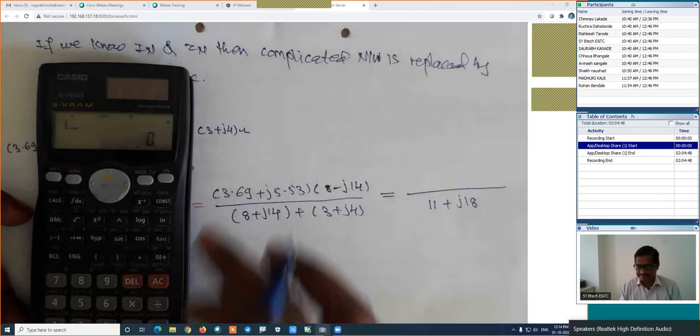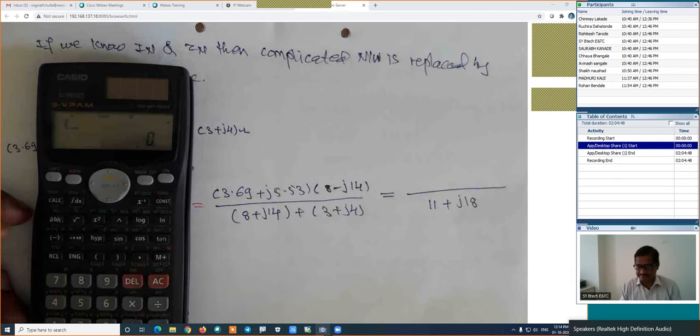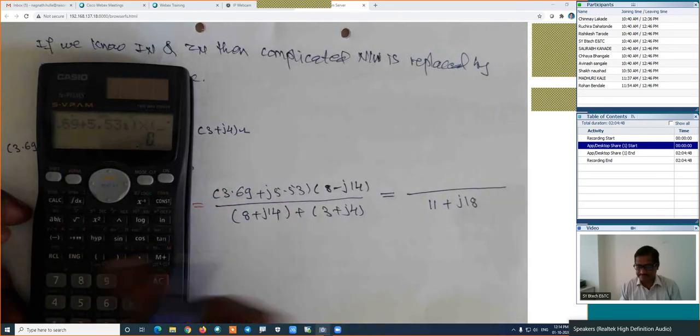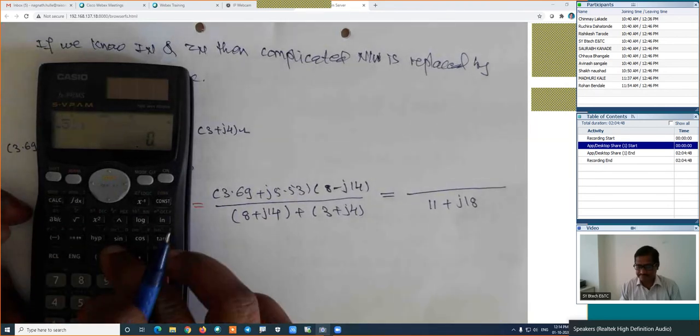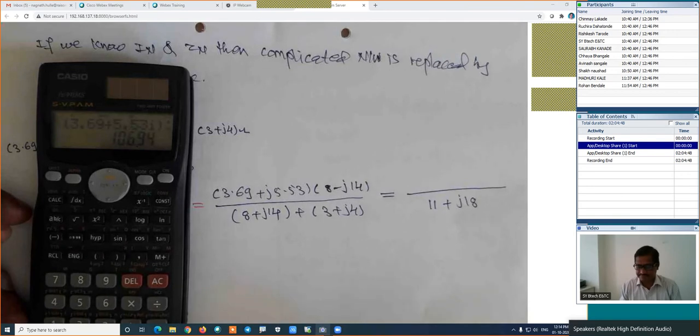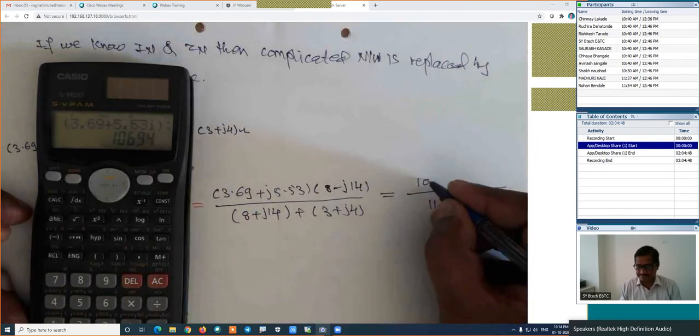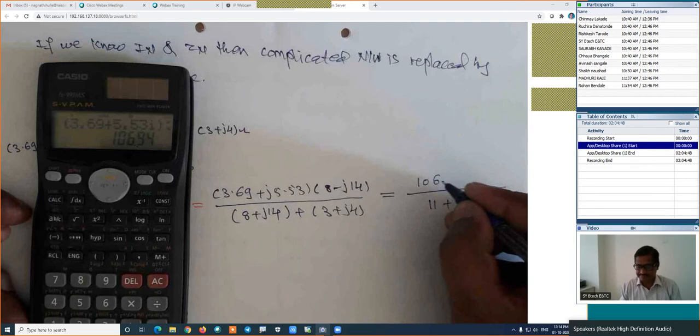In this case, start bracket 3.69 plus 5.53i, close the bracket, into start bracket 8 minus 14i, close the bracket, is equal to sign. This value is 106.94, that is the real part.